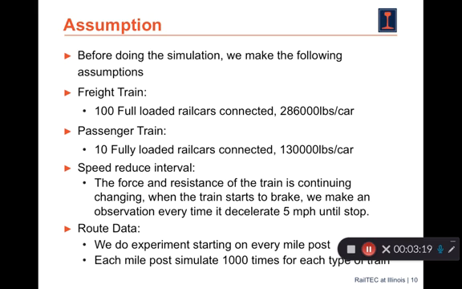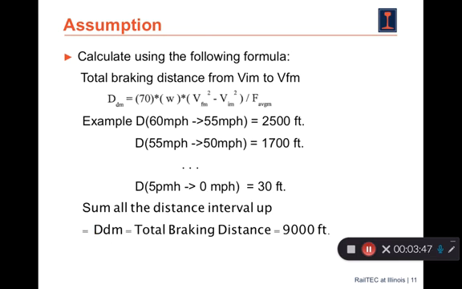I make several assumptions. First of all, I fix the value and the weight of the freight train and the passenger train, so I assume they are identical respectively. I use a speed reduction interval of 5 miles per hour. And for the raw data, each starting point I run 1,000 times.